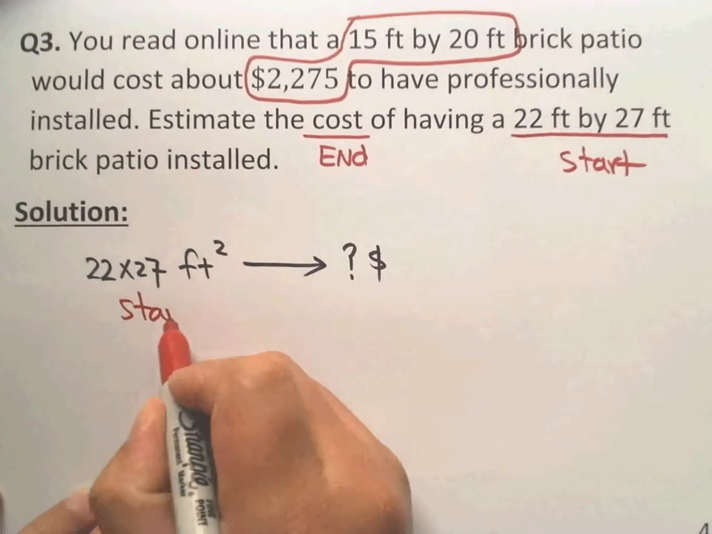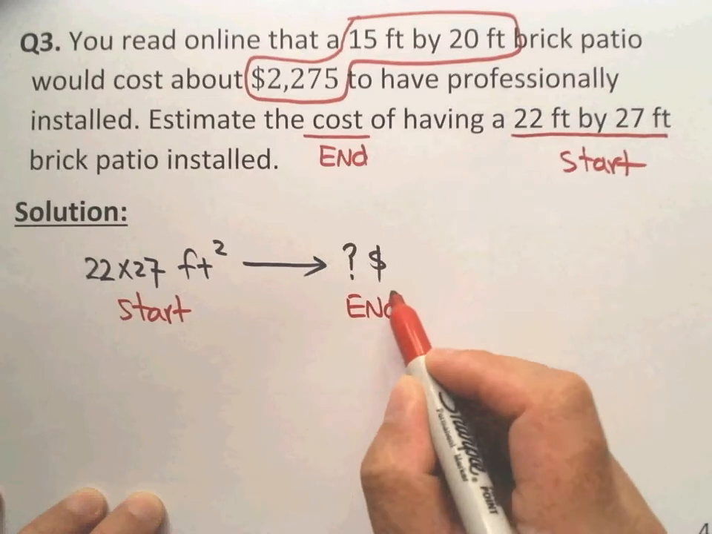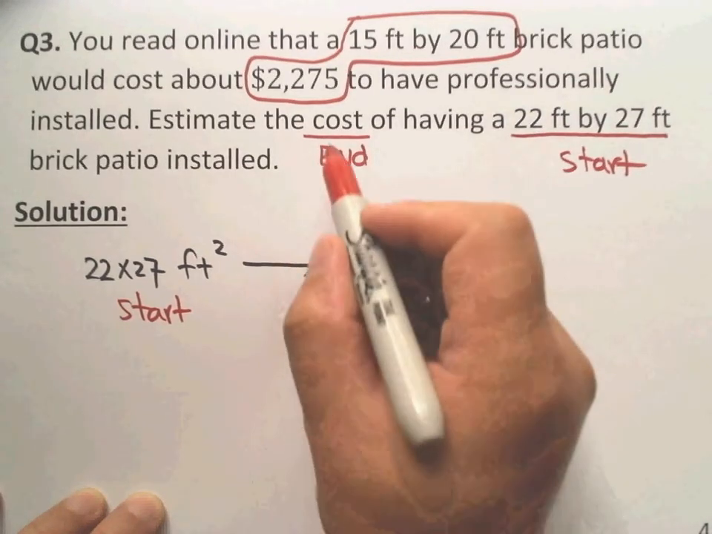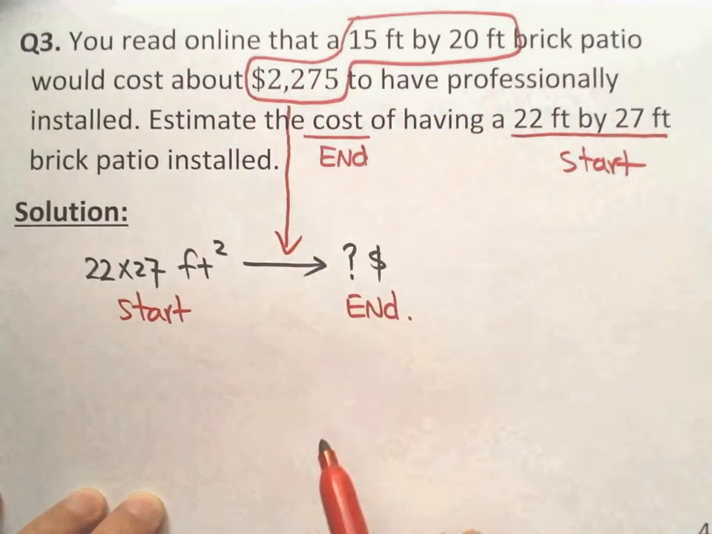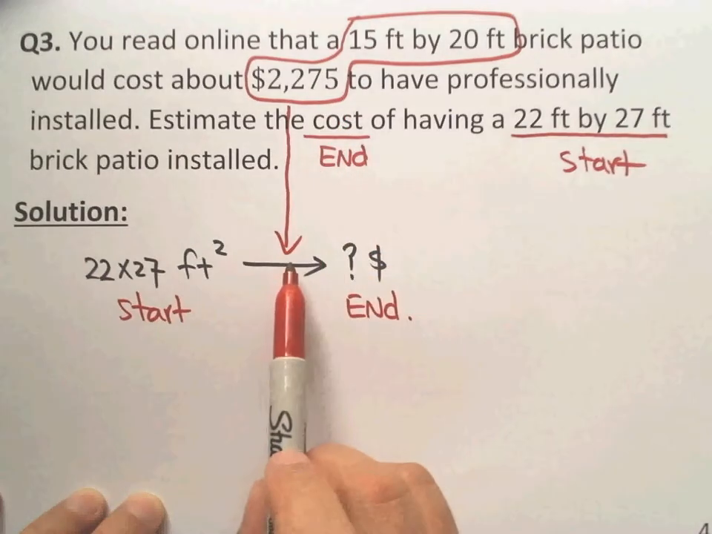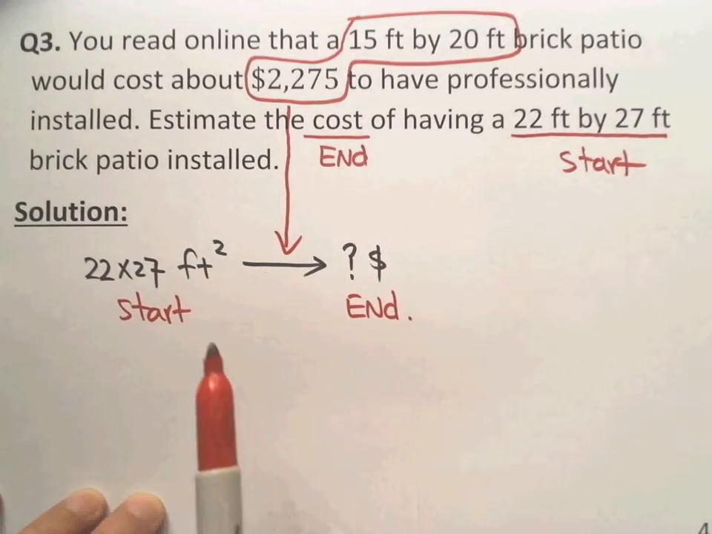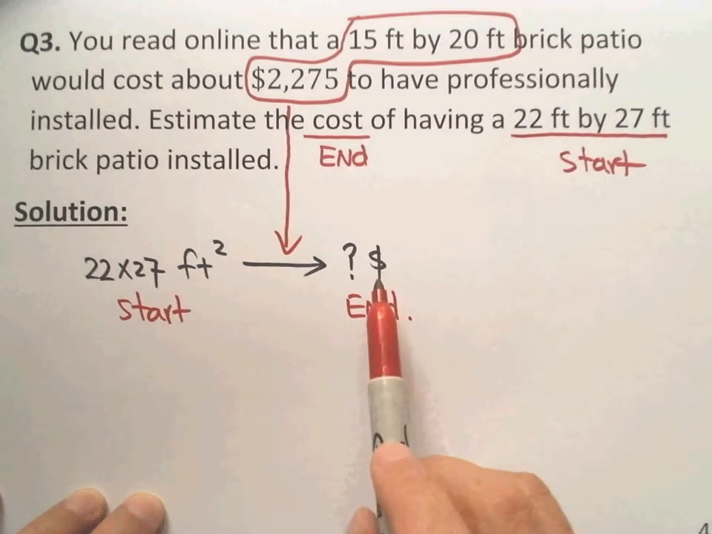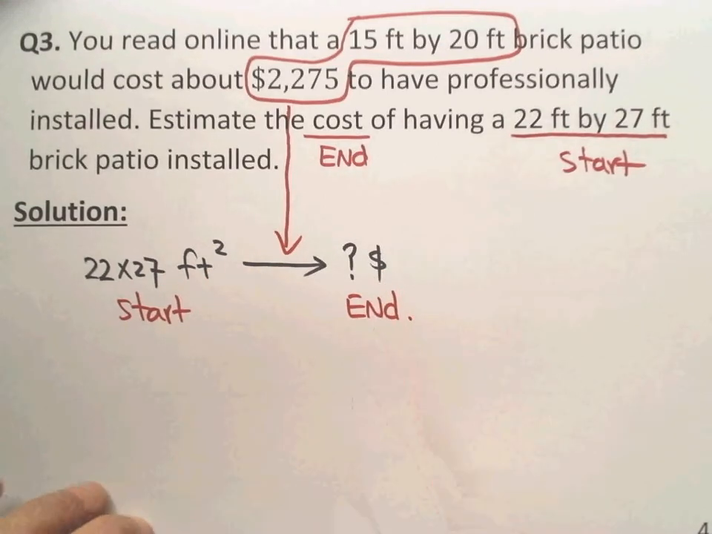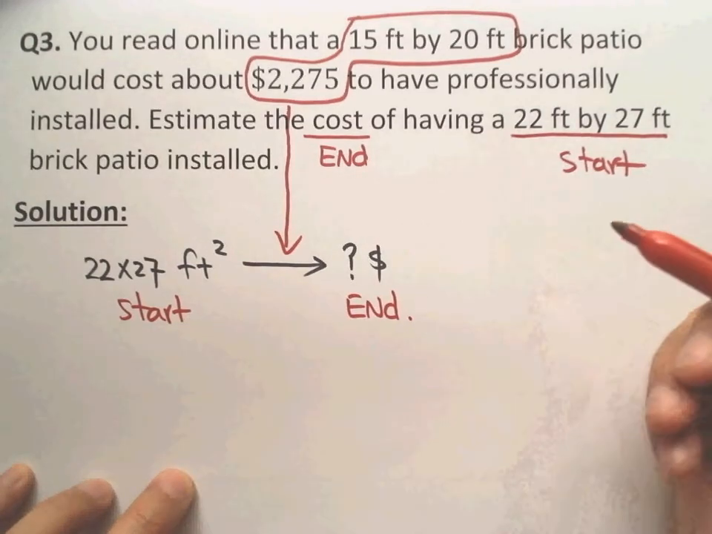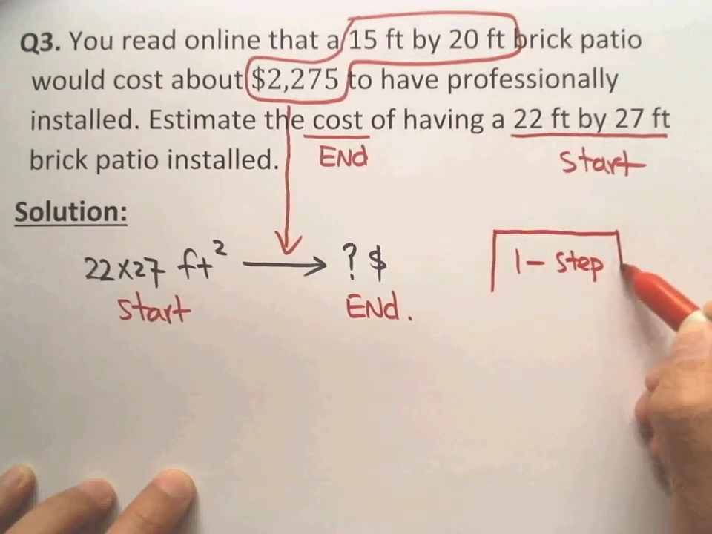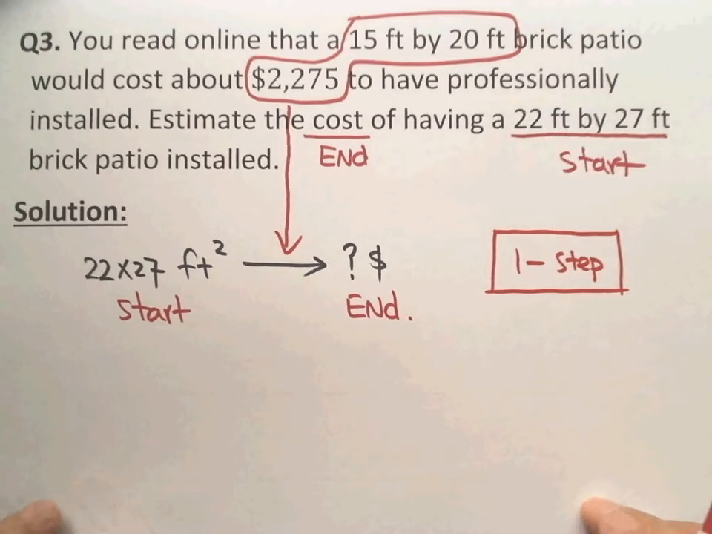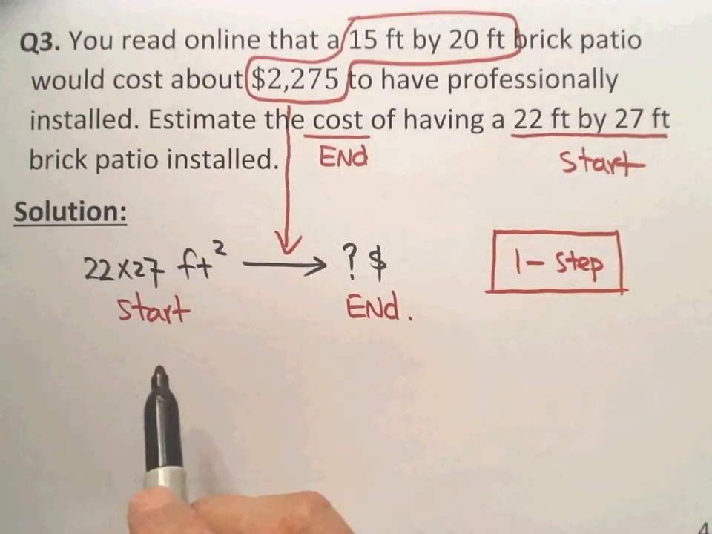This is the start, and this is the end. Where is the middle? The middle is the price information. Let me put it here. We use this basic relation in the middle. From the start we can go to the end. From square feet we can find how many dollars, right? That's how many steps? Of course, one step. That's a simple one-step conversion. You say this is a simple one-step question. That's the first step we set up.